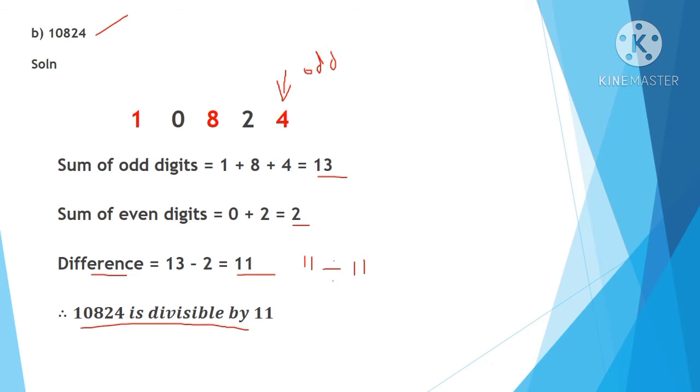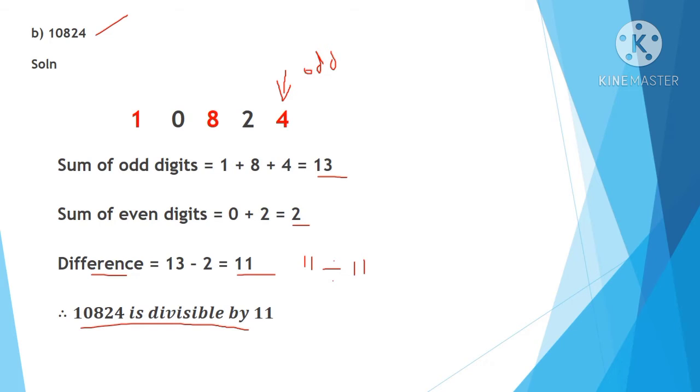So here what are the digits in the odd places? 4, 8 and 1. So we want to add 4 plus 8 plus 1. You are getting the answer 13. Now add the digits in the even places, 2 and 0. So 2 plus 0, 2. Next what you want to do? The difference, subtraction. So 13 minus 2, you are getting the answer 11.